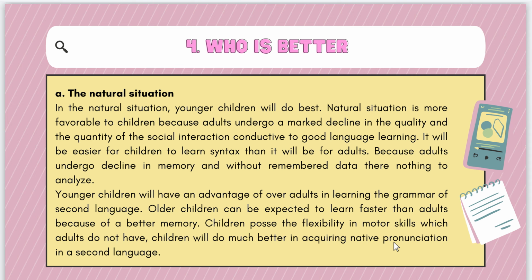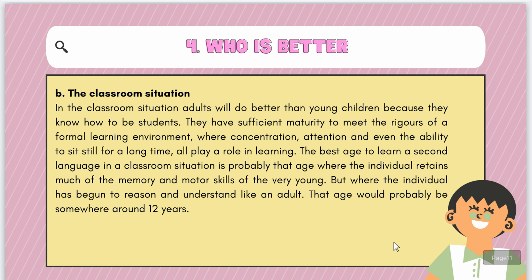Younger children will have an advantage over adults in learning the grammar of a second language. Older children can be expected to learn faster than adults because of better memory. The children possess flexibility in motor skills which adults do not have. Children will do much better in acquiring native pronunciation in a second language.